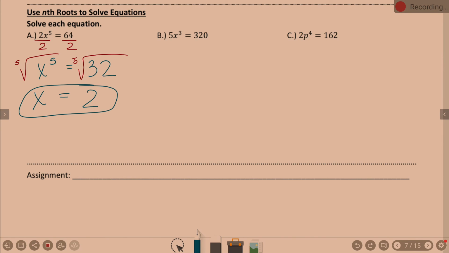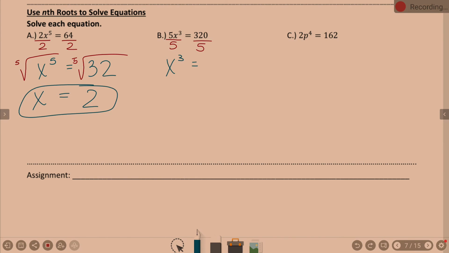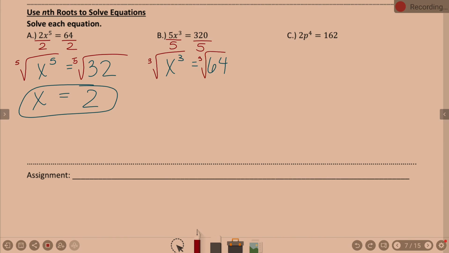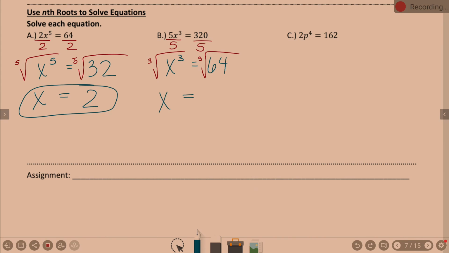Okay, B real quick. 5x to the 3rd equals 320. What do we do? Divide by 5. I want to get to C, so we're going to finish. We're going to go quickly here. X cubed equals, what's 320 divided by 5? 64. How do you think you get rid of a cube? If it's x to the 3rd, we're going to take the cube root. You catching on? The cube root of x cubed is x. What's the cube root of 64? 4. Okay, one last one.